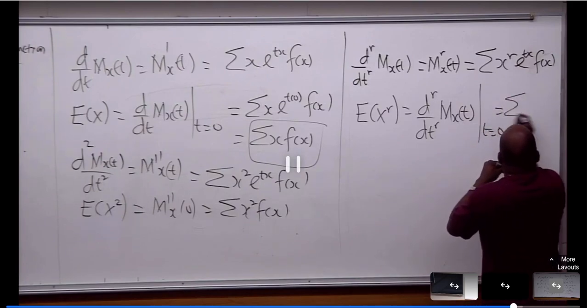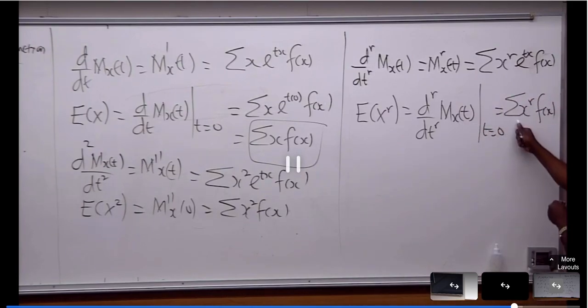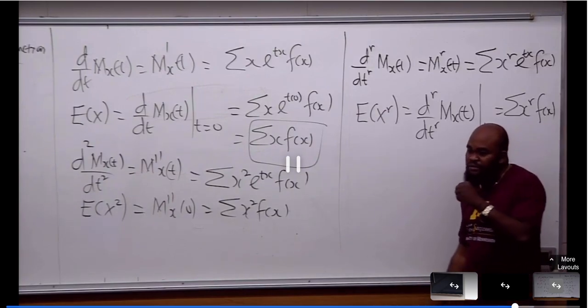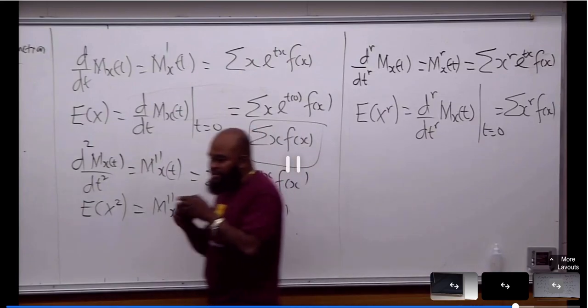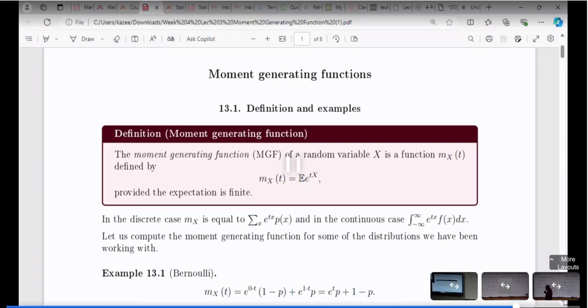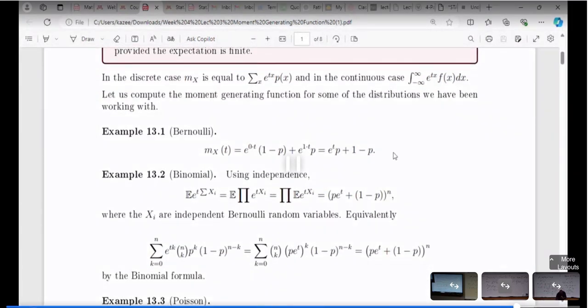Isn't it? This is the expected value of s raised to power r. It's a general form now. Now, you know what I want to do right now? I actually want to use one of the distributions. In the example, take a look at example 13.1.